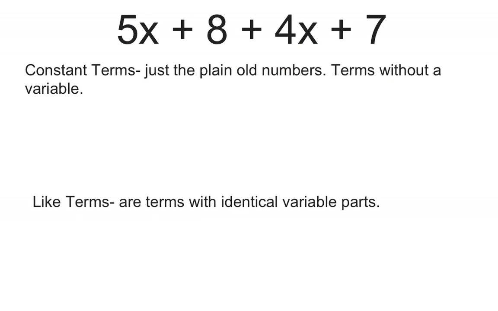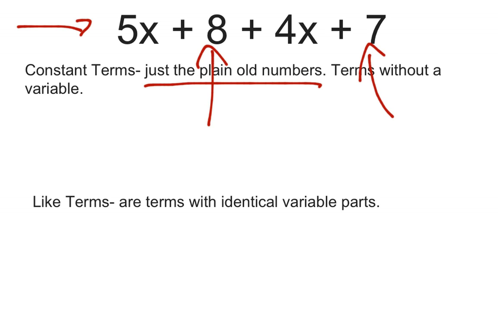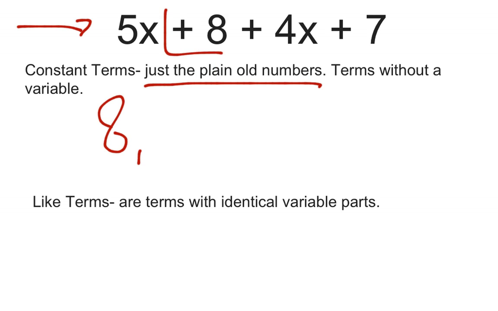Two more parts. So again, I still have this same expression up top. Constant terms are just the plain old numbers, terms without a variable. Terms that do not have variables. Well, I see two of them. That one right there doesn't have a variable, and this one right here doesn't have a variable. So those are our constant terms, just the regular old 8. And remember, it's a plus 8 because of the sign in front of it, and it's a plus 7 because that sign goes with it. So it's a positive 8 and a positive 7. Those are our constant terms.